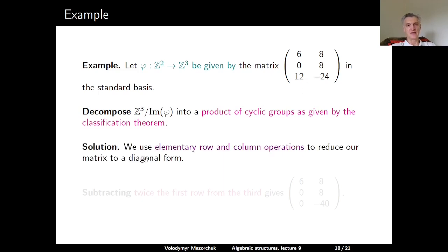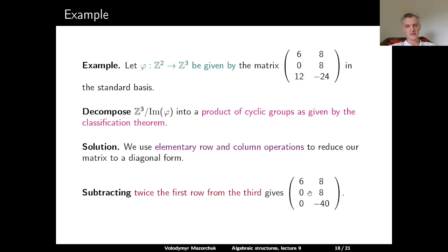Solution. Let us use elementary row and column operations to reduce our matrix to a diagonal form, to the Smith normal form. So first of all, we can kill this 12 using this 6 by subtracting twice the first row from the third row. And we get the matrix 6, 8, 0, 8, 0, minus 40.